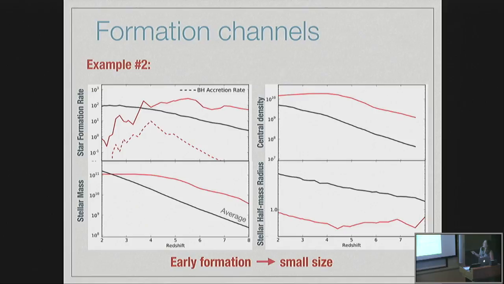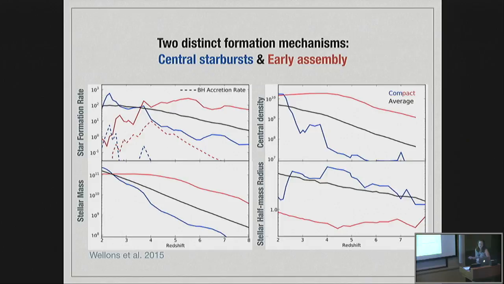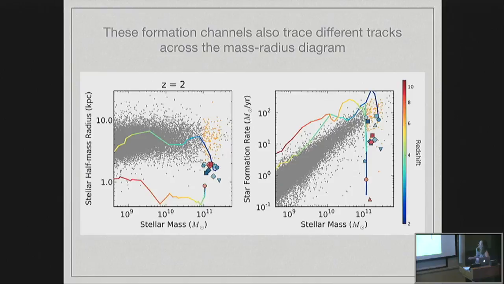It assembled its stellar mass during a period of time when the scale factor was small, everything in the universe was much denser, and so it naturally formed with a smaller size at that early time. And then, because nobody disrupted it after it formed, it maintained that size until I picked it up at redshift 2. So these two mechanisms look very distinct in this kind of evolutionary plot. In one case, we have this intense starburst event, and in the other, we have this very, very early rapid assembly at early times. These two galaxies also take very distinct tracks across the mass radius diagram in order to reach this compact quadrant here.